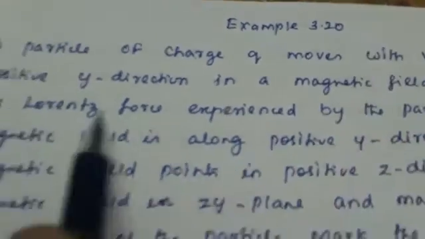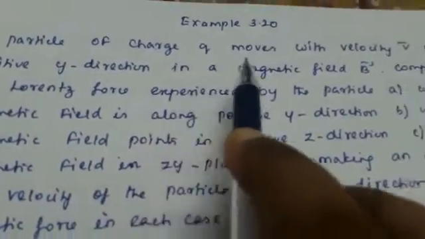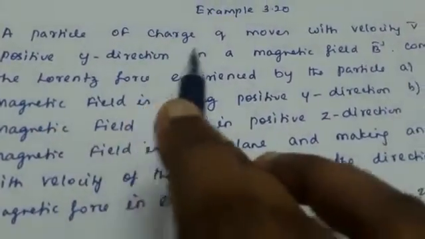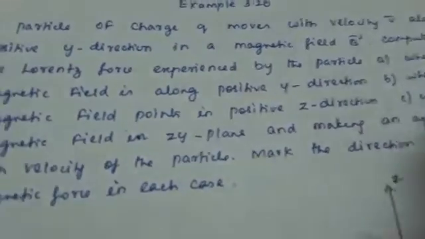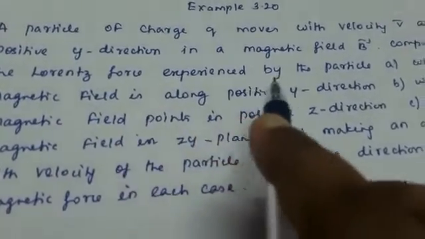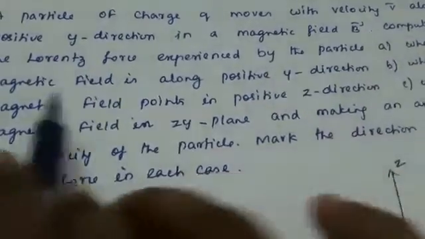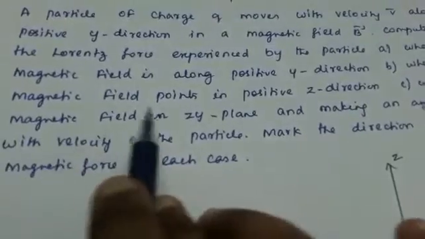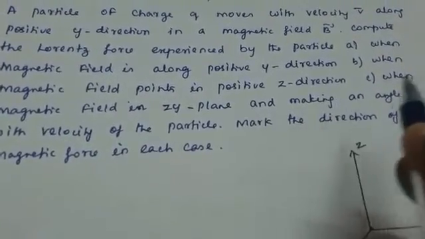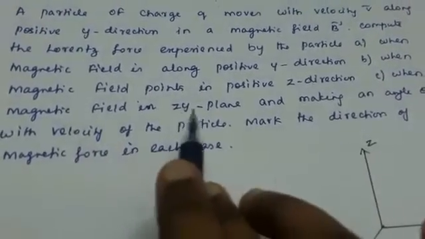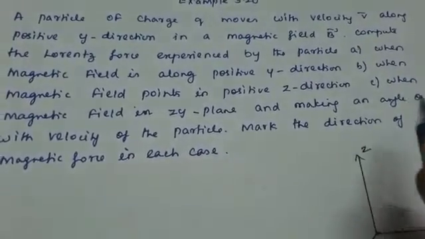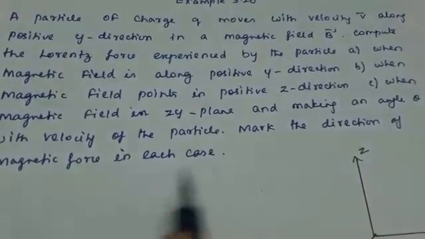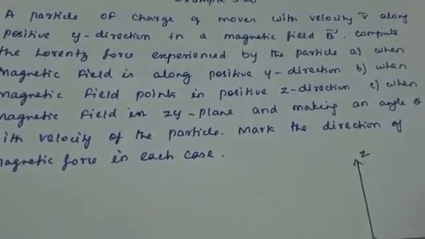Example 3.20. A particle of charge q moves with velocity v along the positive y direction in a magnetic field. Compute the Lorentz force experienced by the particle (A) when the magnetic field is along the positive y direction, (B) when the magnetic field points in the positive z direction, and (C) when the magnetic field is in the zy plane and making an angle theta with the velocity of the particle. Mark the direction of the magnetic force in each case.